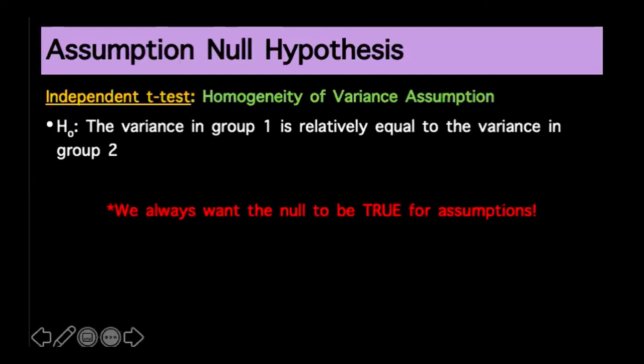We always want the null hypotheses to be true for assumptions. Therefore, we're always trying to look for a p-value greater than 0.05 for assumption tests. In this case, our assumption test is the homogeneity of variance. So we are trying to have it be true, whatever we possibly can do to make it true. If it is not true, then we have to apply correction factors, which are okay, but can sometimes interfere with the validity of the test.